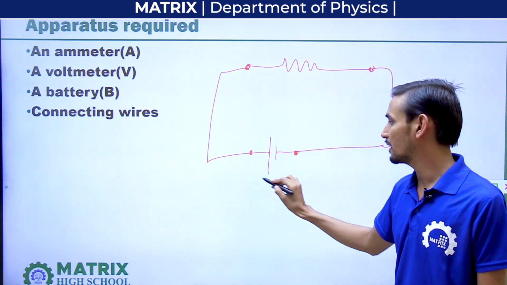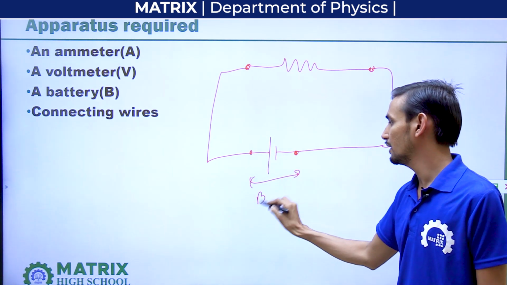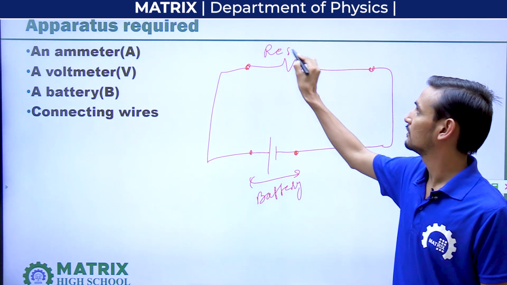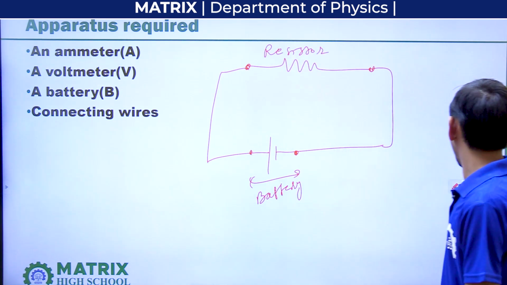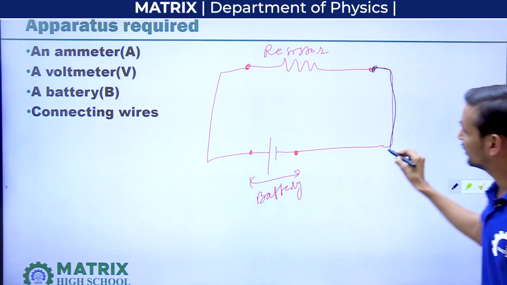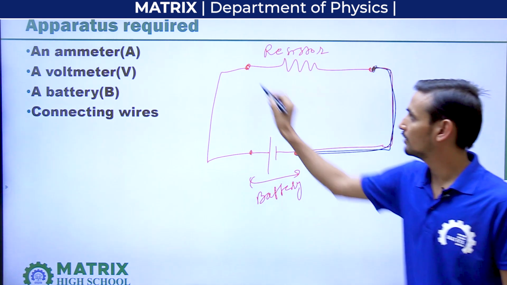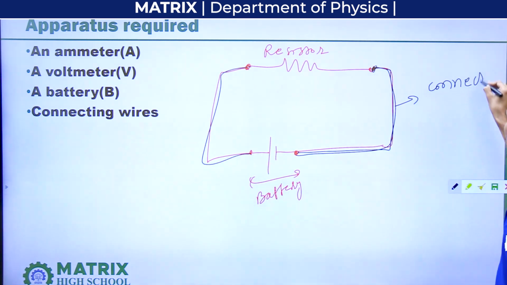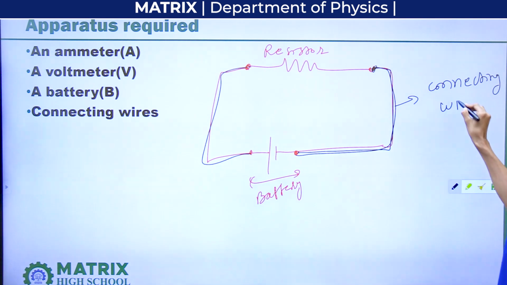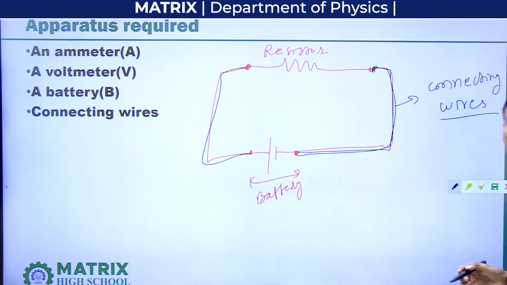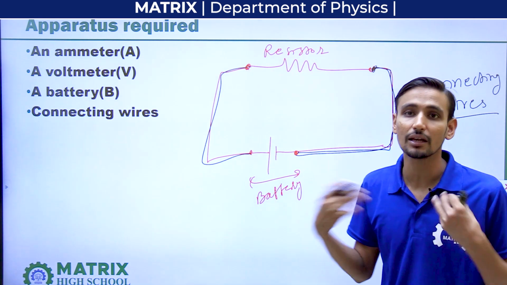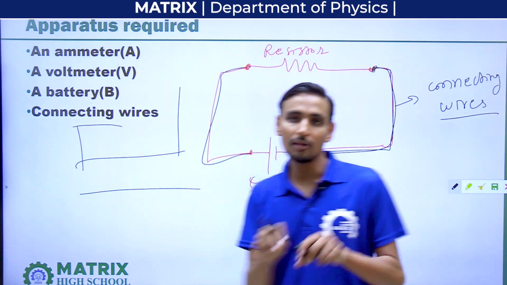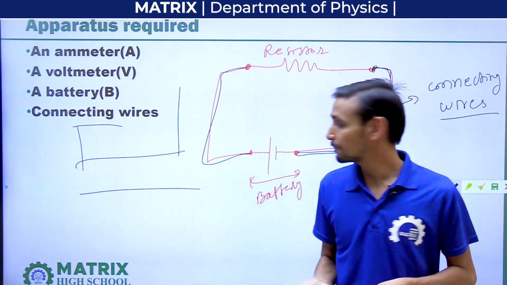Let's suppose this is a battery, and this is a resistor. Then all these wires connected between them are called connecting wires. Connecting wires means wires which are used to make connections, and these are denoted by simple straight lines, which can be turned at a point. Okay.